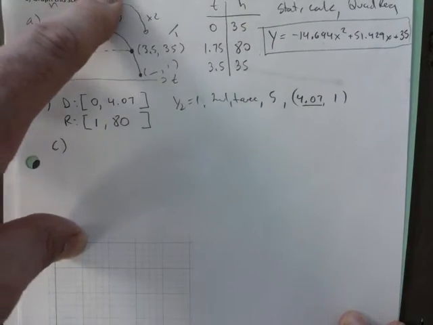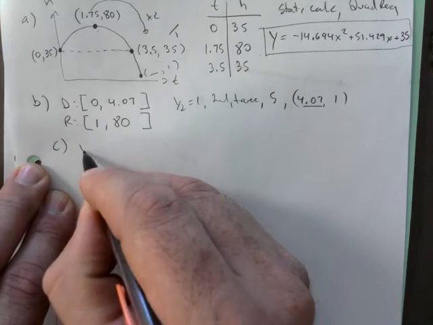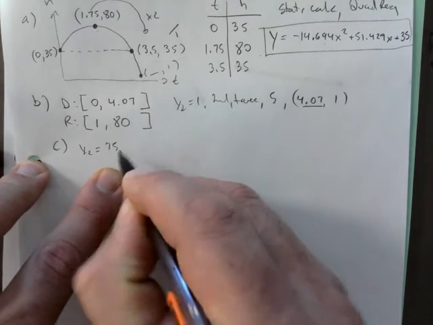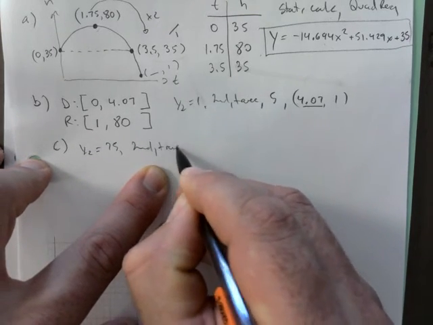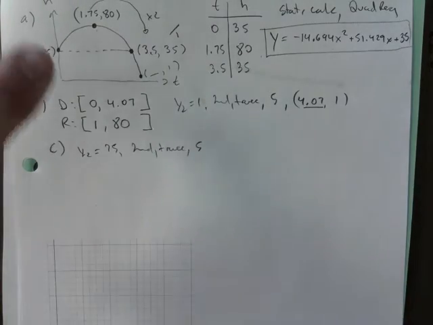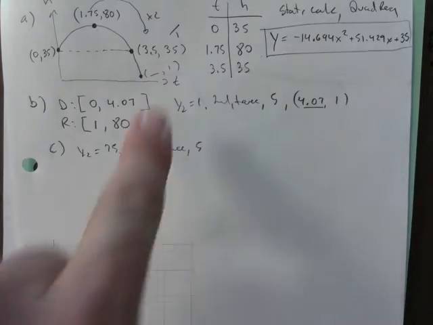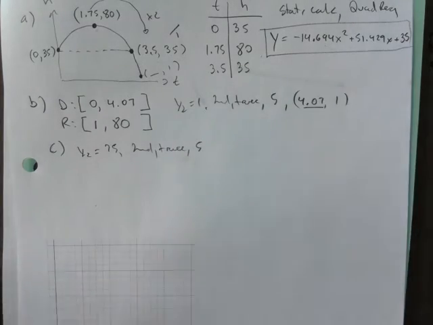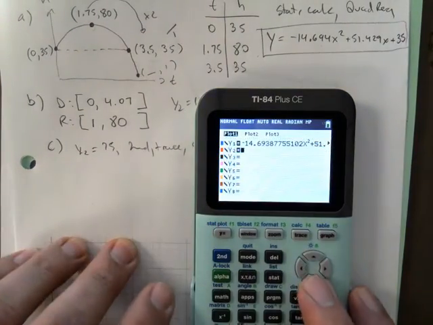How long does the arrow stay at or above 75 yards? y2 is equal to 75. You know the drill here. And parabolas are easier because it doesn't do the cubic thing where it goes down and then back, right? It doesn't do the wave. So you just go y2 is equal to 75.